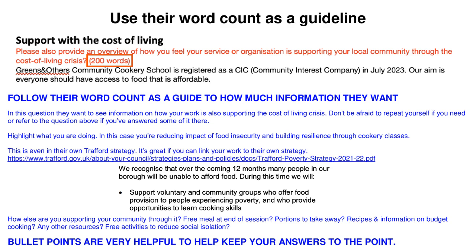It's a way of starting to learn to talk about your work in this way and thinking about all those benefits. It does come more easily with practice, and also as you speak to more people that come to your classes and hear what they say about the benefit you've had for them. And my last point is bullet points. As someone writing grant applications, bullet points can be really helpful to make sure that you're getting lots of information in there, but also keeping your answers to the point.